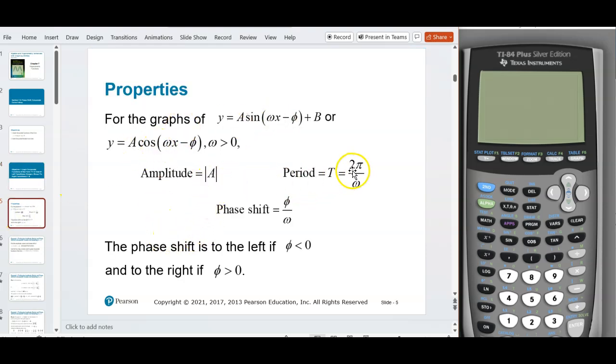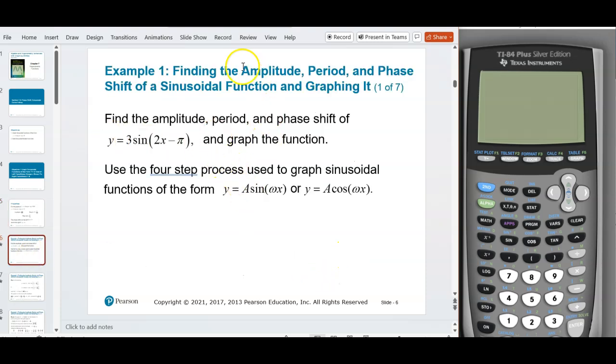All right, A is the amplitude, the period is 2 pi divided by that omega, or that W, and then the phase shift is what we subtract in the parentheses divided by that omega. Okay, if we end up with this ratio right here being negative, that's actually going to go to the right. If it ends up being positive, we're going to go to the left. All right, so let's see what happens with this one.